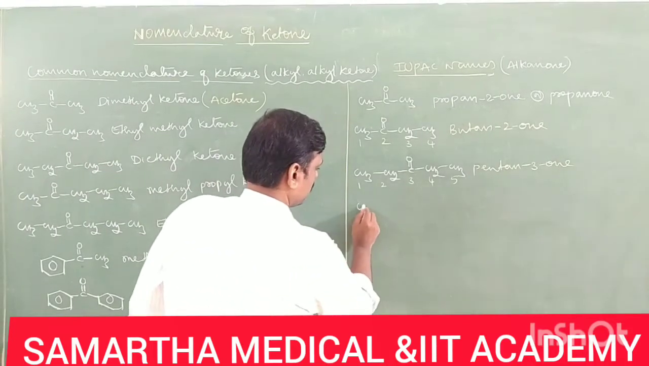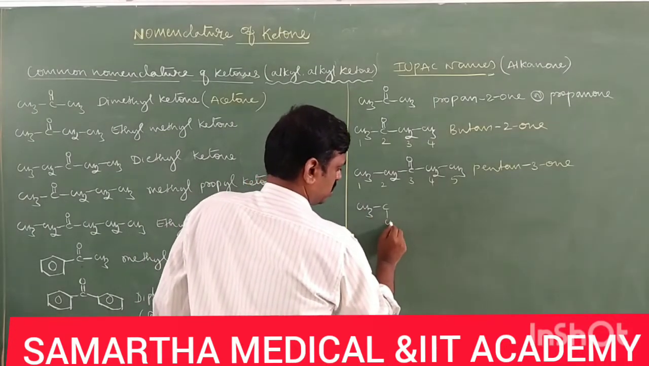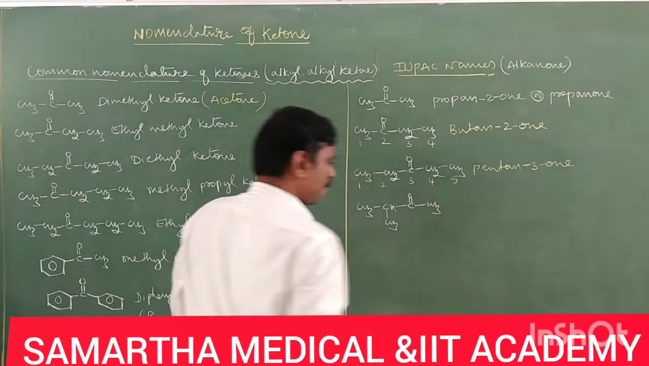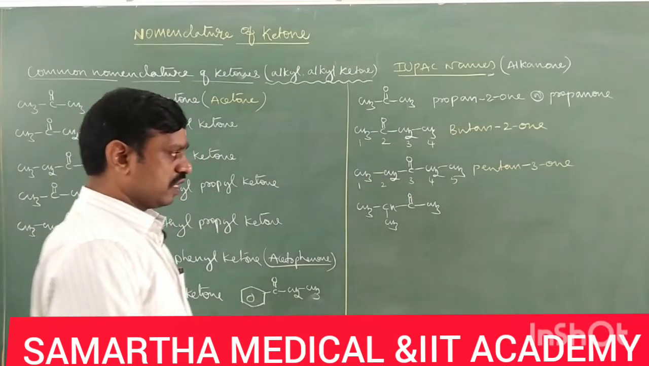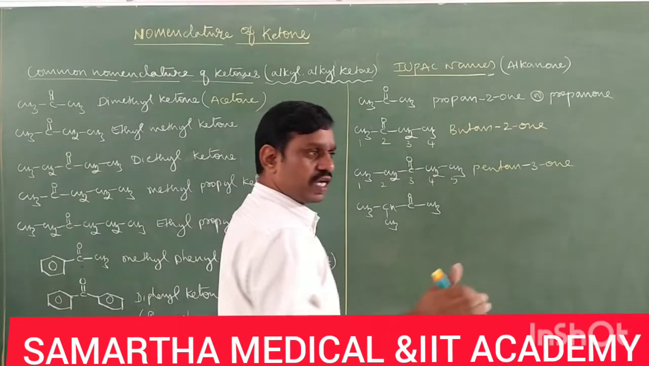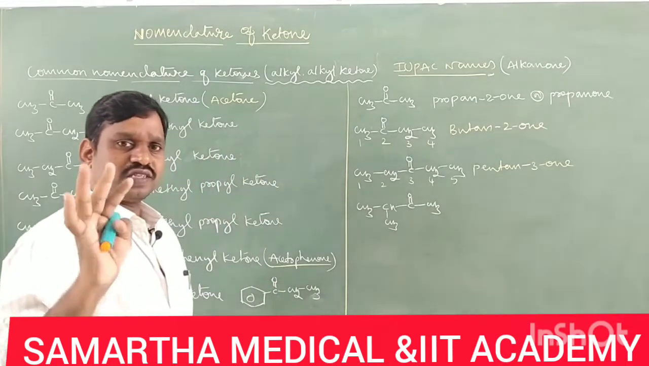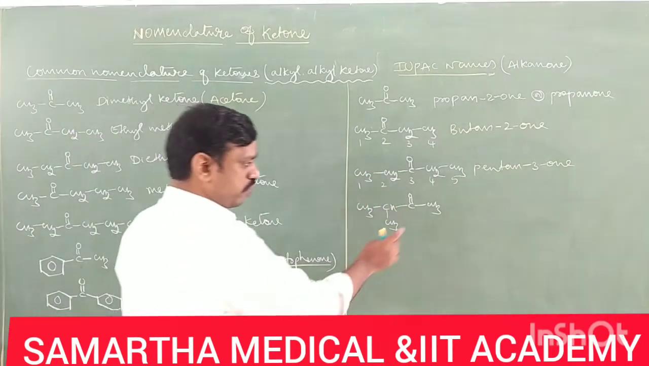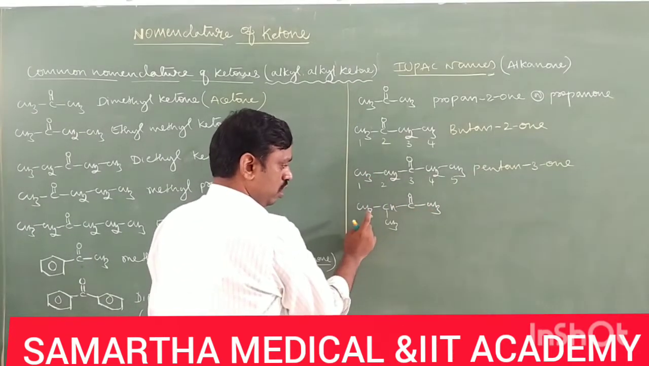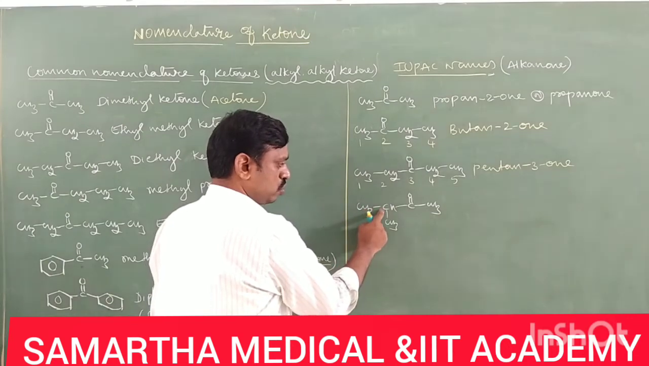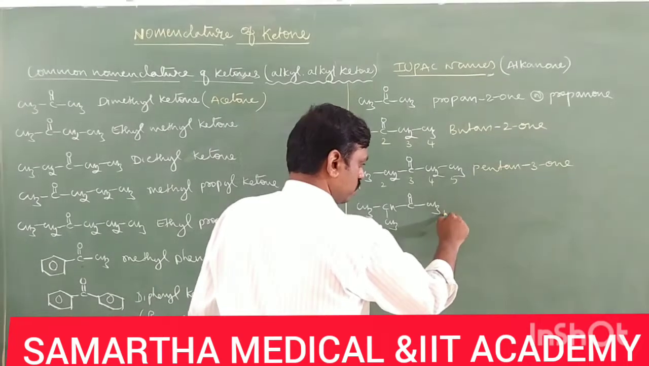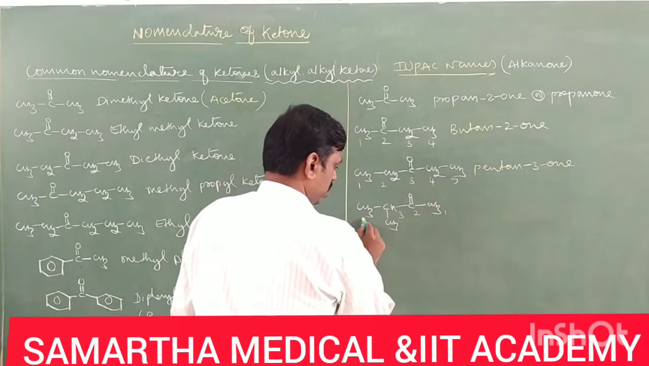Next, if it is CH3, C double bond O, CH3, here is CH3. Write the IUPAC name. Giving the numbering is the only important thing. Give the numbering in such a way that the keto group gets the least number. So here 1, 2, or from this side 1, 2, 3, it will become 3. Therefore, the correct numbering is this: 1, 2, 3, 4.